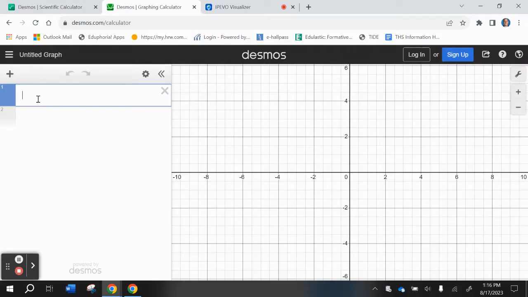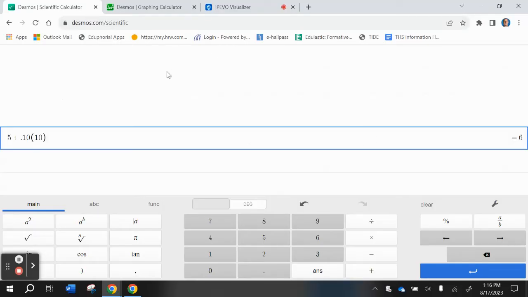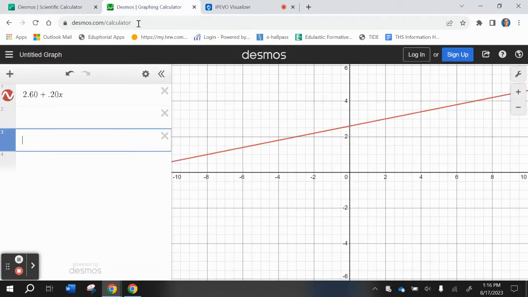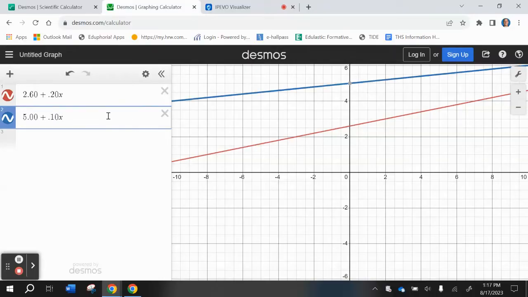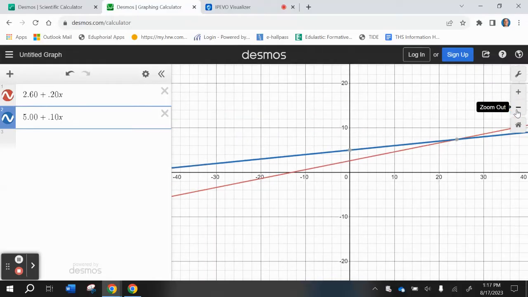All right, so now we have 2.60 plus 0.20x. Let's delete this. Okay. There we go. A little technical difficulty there, but now we're back on track. So 5 plus 0.10x. And you can't see the intersection point, so when I zoom out, you can see that as soon as I do that, we have our point of intersection.